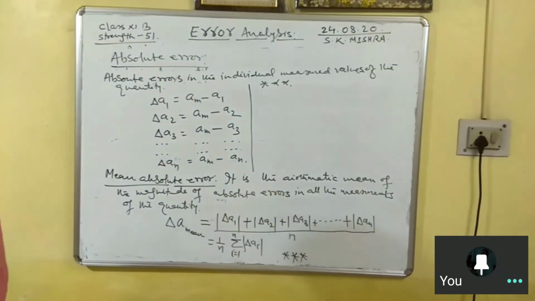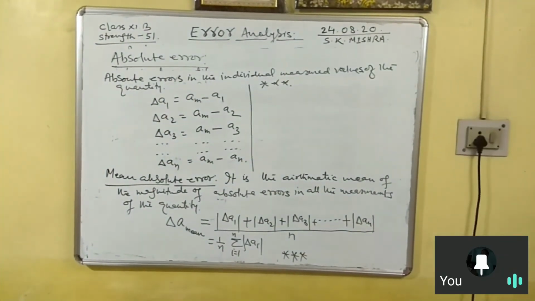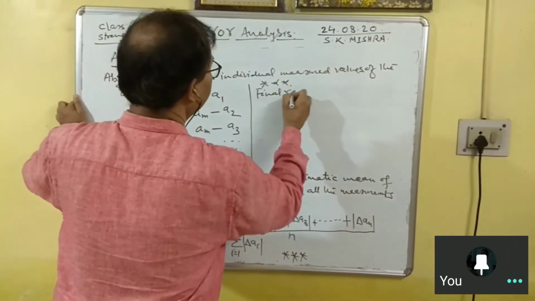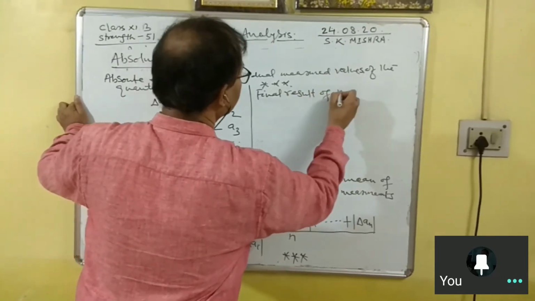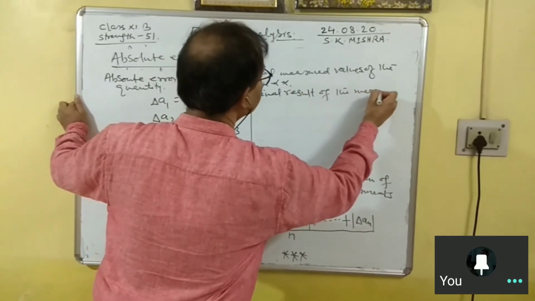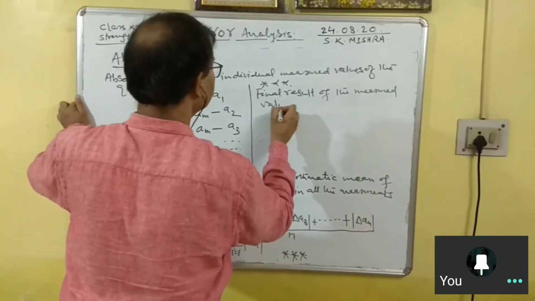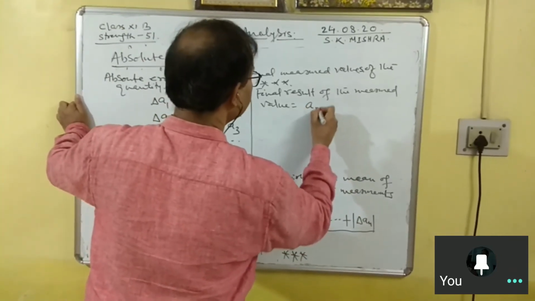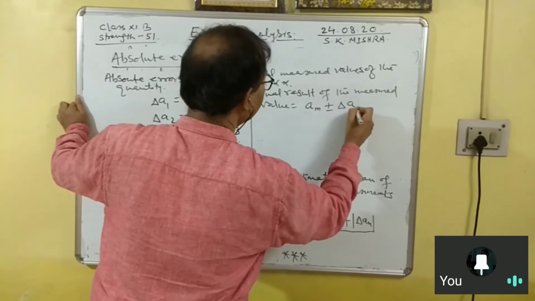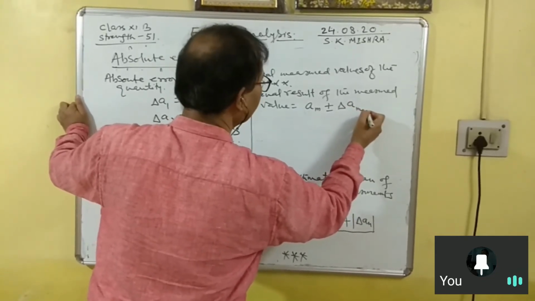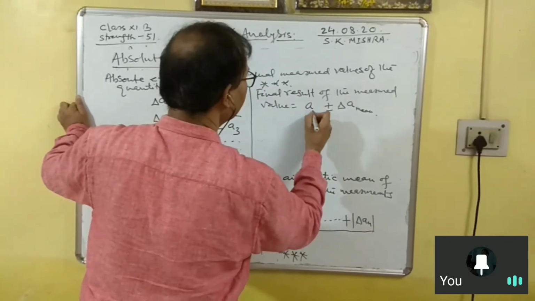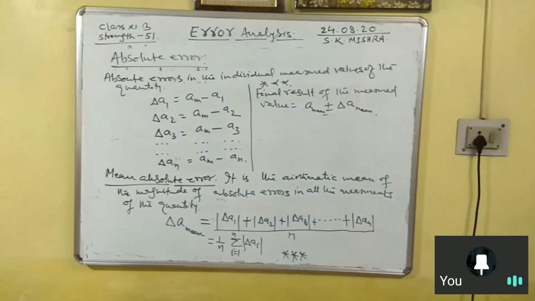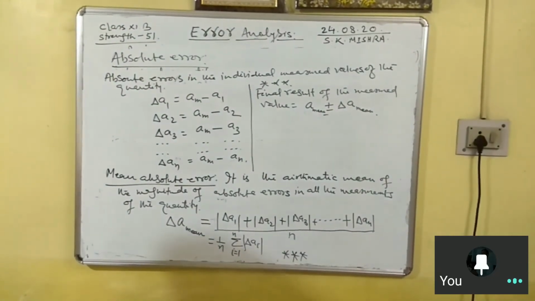So then the final result of the measured value is equal to A mean plus minus del A mean. You may write M or MEN also. These are the same thing. A mean, you may write mean also. Arithmetic mean. A mean plus minus delta A mean.